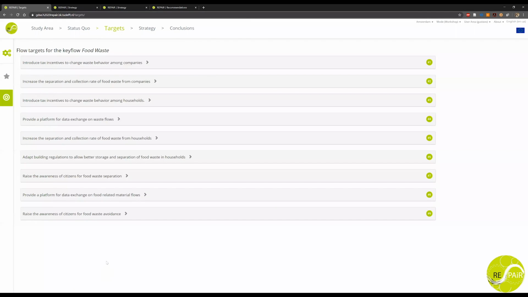Now, how to set targets to define goals using the GDSE? The stakeholders set the circular economy targets that they will try to meet by means of their waste management strategies. For example, here we will try to increase separation and collection rate for households by decreasing avoidable waste by 50%.